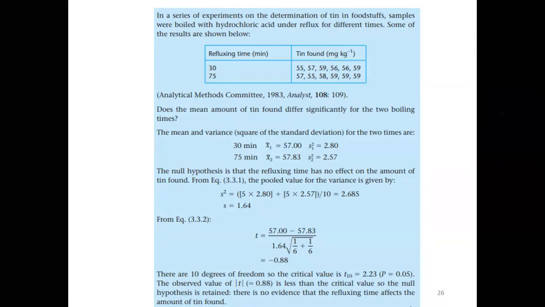So the 10 degrees of freedom, and the critical value which is responsible for 10 we can find from the table. It is 2.23, and the observed value is 0.88. The magnitude of the calculated t is less than the critical value. So the null hypothesis is retained. So there's no evidence that the reflux time affects the amount of tin found.